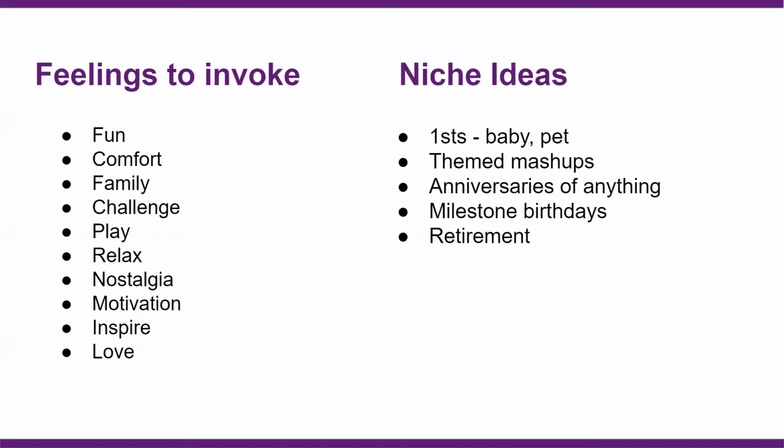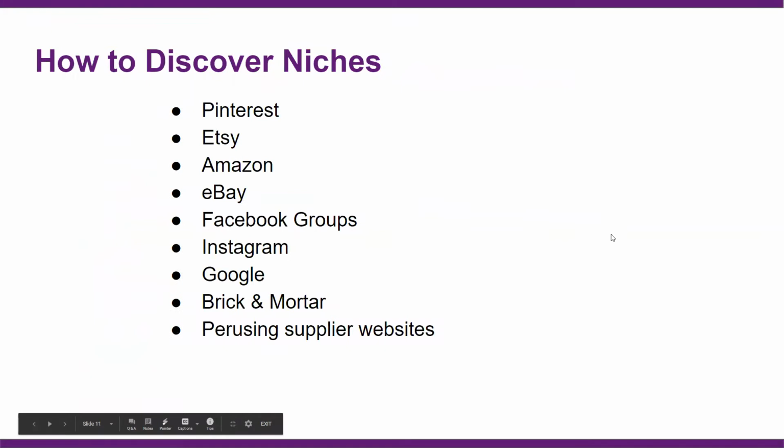And then just some niche seasonal ideas. There's probably going to be a lot of babies and a lot of new pet owners this year in 2020. So you might have a lot of babies first Christmas and pet first Christmas and babies communions. Communions might happen a certain time of year. Themed mashups, which I'll show you in a minute. Anniversaries of pretty much everything. Milestone birthdays, retirements, right? These are just some niche ideas just to get your brains going of different niches that might invoke a feeling. So where do we find these niches?